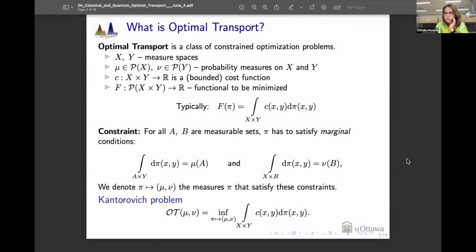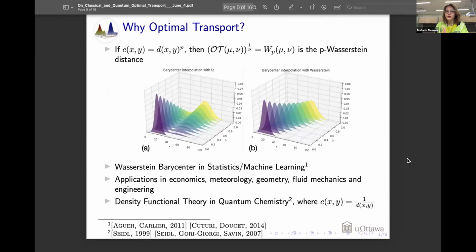Okay, now I'm going to talk a little bit about where these problems can arise and why they are important. When you take a specific cost function, the distance to the power p, on the same space X and Y, then this optimal transport that you find on the previous slide is actually the p-Wasserstein distance, and this is the distance between the measures.